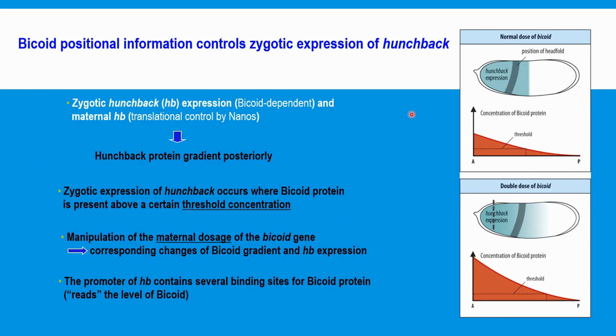And we've discussed this already, that the gradient of bicoid controls the zygotic expression of hunchback, and we talked a good bit about how a certain threshold will trigger expression of hunchback and give this sharp border where the levels of bicoid protein have dropped down and are at levels below the required amount to trigger transcription of hunchback. And we also mentioned that Nanos was involved in the translational control of hunchback. These together gave rise to a hunchback protein gradient.